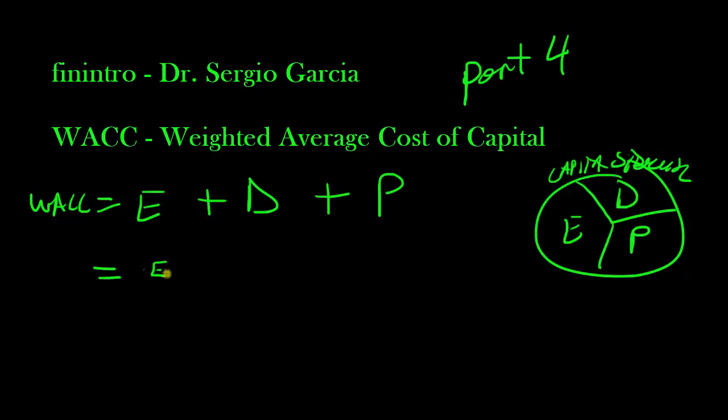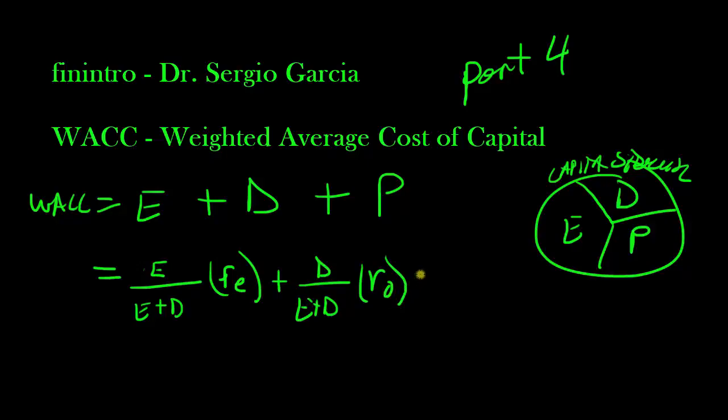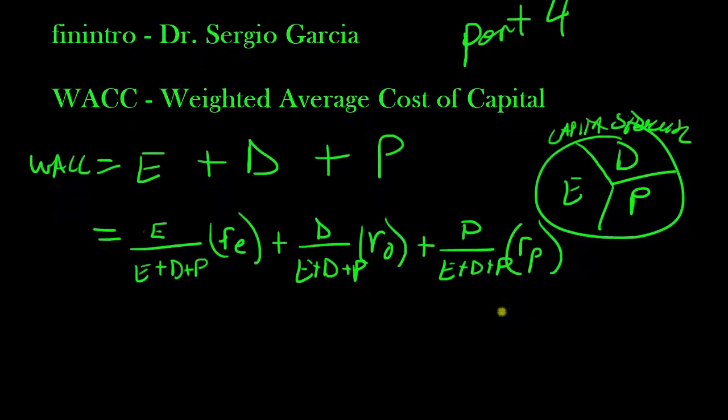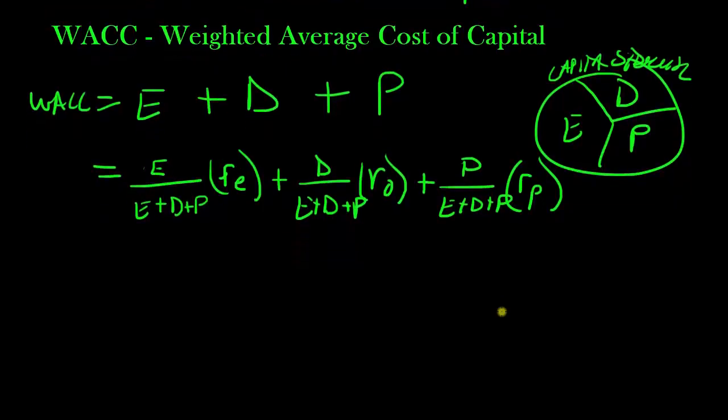We started with equity, which was E over E plus D, and multiply it by the required return for our equity holders, plus D over E plus D, and we multiply it by the required return for our debt holders. And then we said, well, we also need to include our preferred stockholders, E plus D plus P. That means we have to go back and put preferred stockholders into our total capital, and we multiply that by the required return of our preferred stockholders.